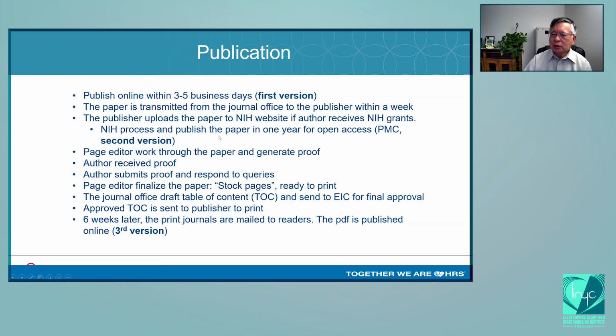Remember, NIH then processes a published paper in 1 year for open access. This is a public PMC publication. This actually is the second version of your paper. You don't have a chance to do a revision. It just shows up on the NIH website and is freely available to others. This is for American authors with NIH funding.